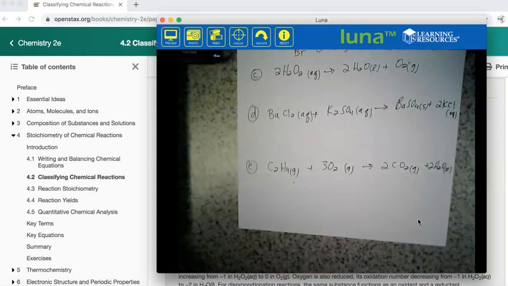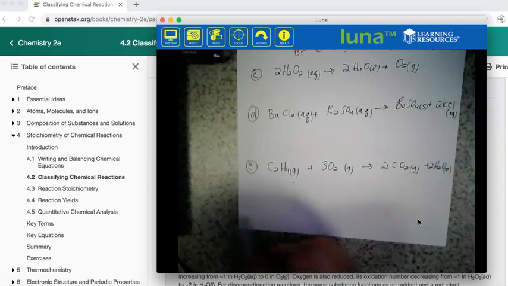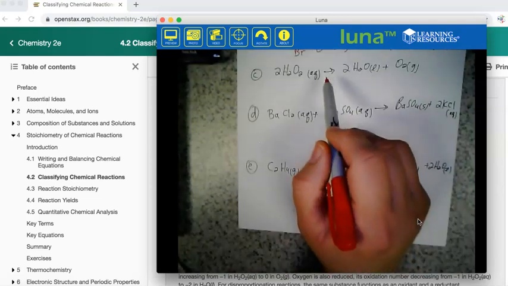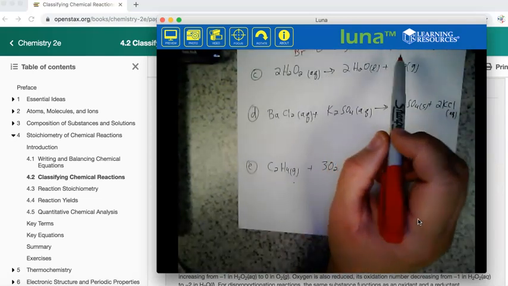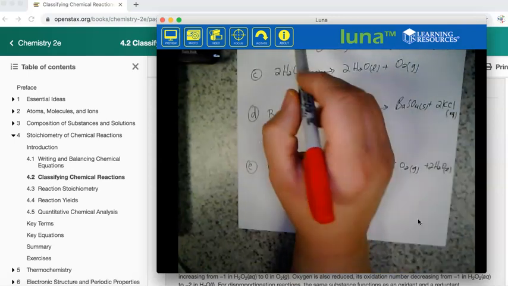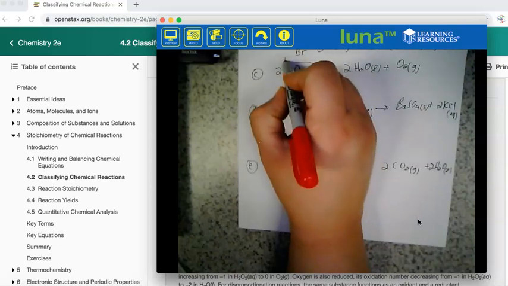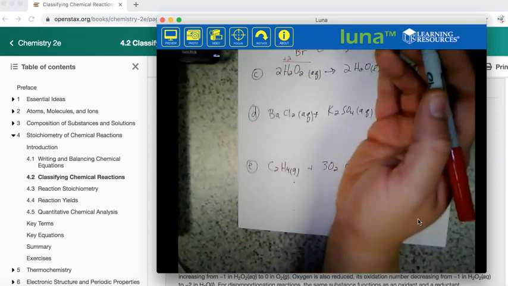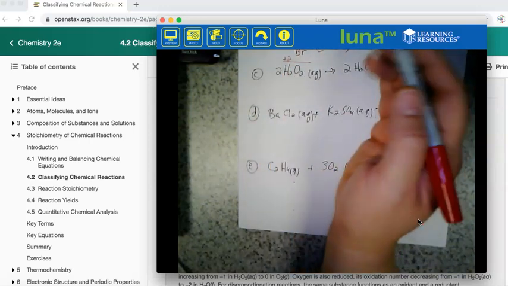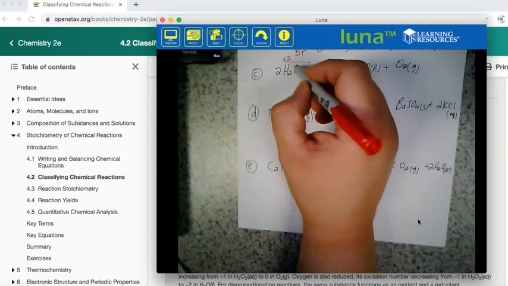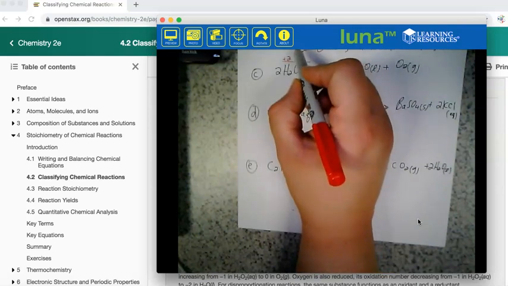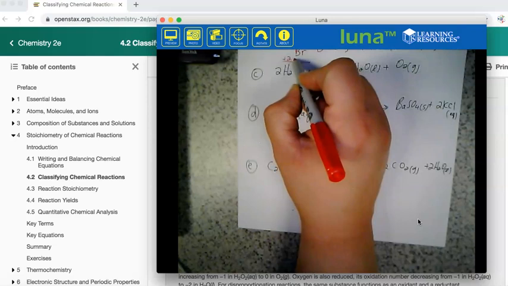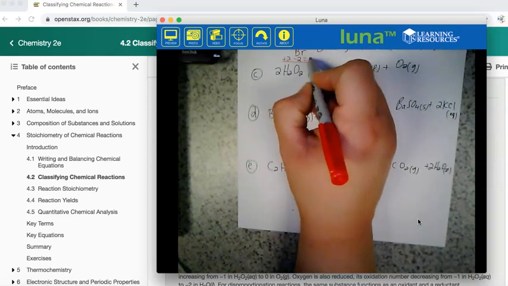Next example here, we have the breakdown of hydrogen peroxide. So here we have hydrogen should be +1, so +1 times 2 is +2. Oxygen is -2 times 2, which is -4. But here we have a peroxide, so it's not -2, it's -1. So -1 times 2, which is -2, and it adds up to 0.